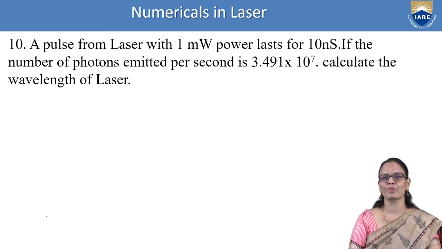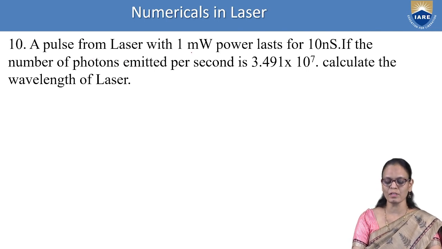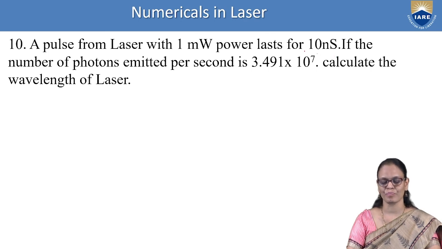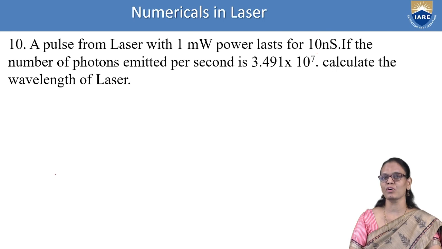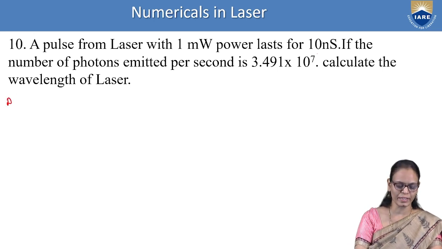Now let us do one more last problem. A pulse from a laser with 1 milliwatt power lasts for 10 nanoseconds. If the number of photons emitted per second is 3.491 into 10 power 7, calculate the wavelength of the laser. We have done a similar kind of problem. There we calculated the number of photons. Here the number of photons that are emitted is given and we will have to calculate the wavelength of the laser.